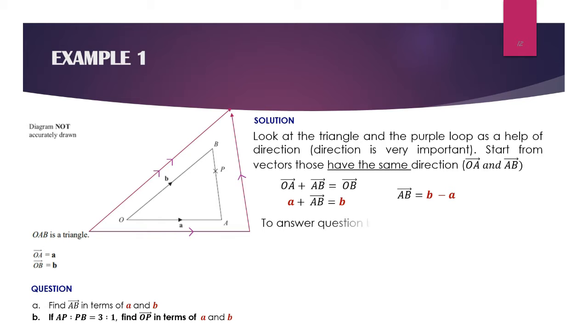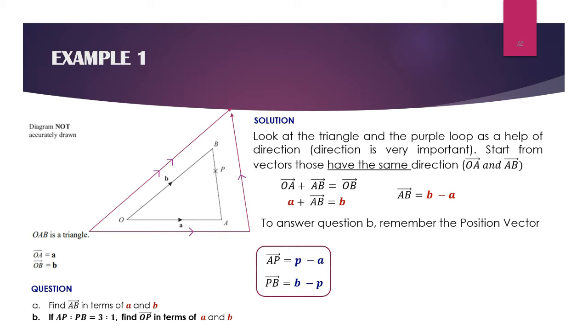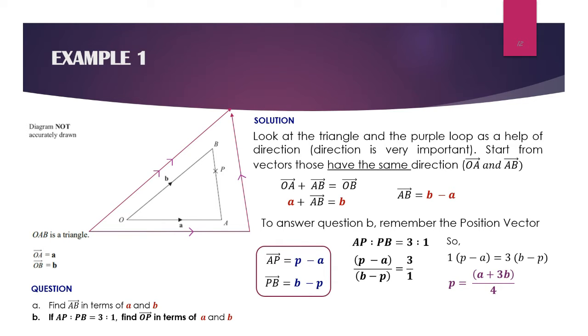To answer question b, remember the position vector AP equals vector P minus A, and PB is B minus P. So AP to PB equals 3 to 1. By using algebra, you get 1 times (P minus A) equals 3 times (B minus P). And P is (A plus 3B) over 4. Very clear.